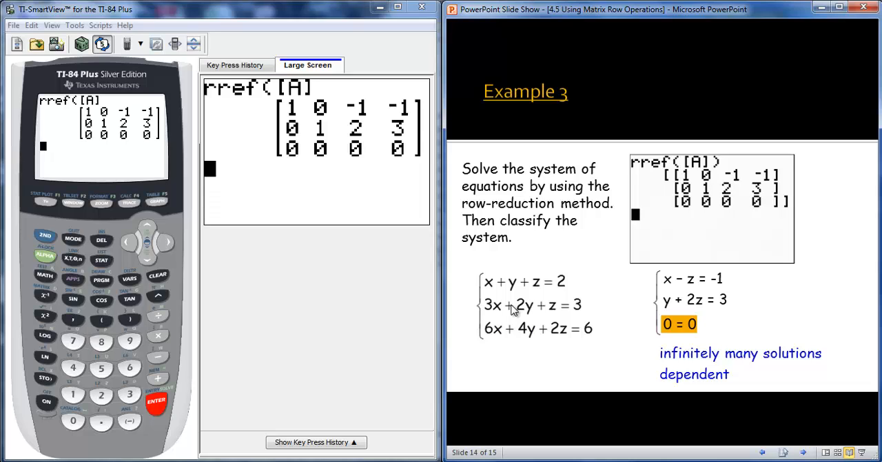And right away I know that there's a problem because I don't see the identity matrix. And so when you don't see the identity matrix, you know that there's a little bit of a problem.